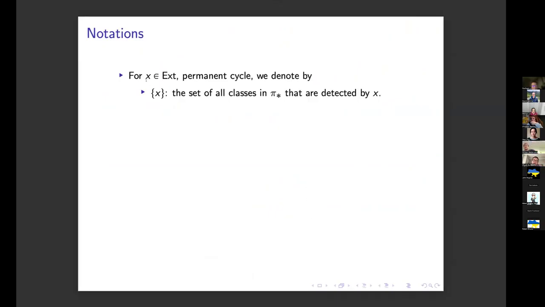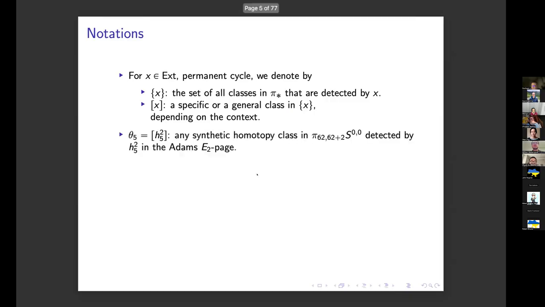So if I have x in E2, which is a permanent cycle, we use this symbol, the curly bracket x, to denote the set of all classes in the homotopy that are detected by x. So as long as x is not the highest Adams filtration in that stem, this set usually contains more than one element. And when it is of the highest Adams filtration, it's precisely one non-zero element. I use this square bracket to denote a class in the set. It could be either a specific one, which I will have to define, or a general class, depending on the context. So for example, my notation for theta 5 is the homotopy class detected by h5 squared.